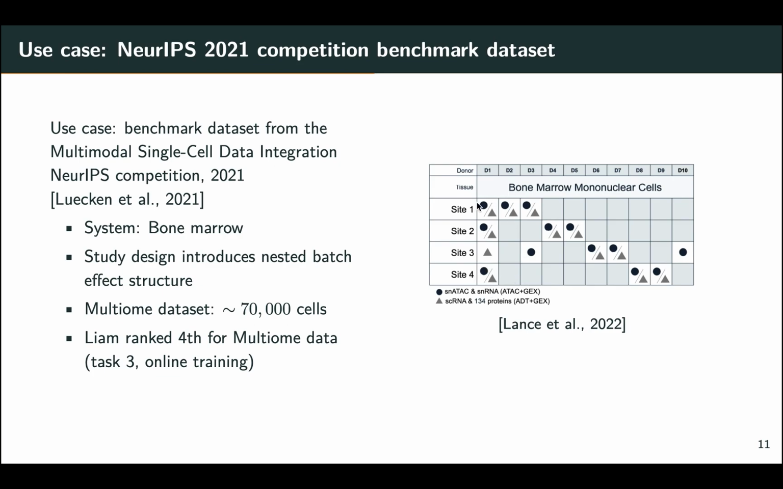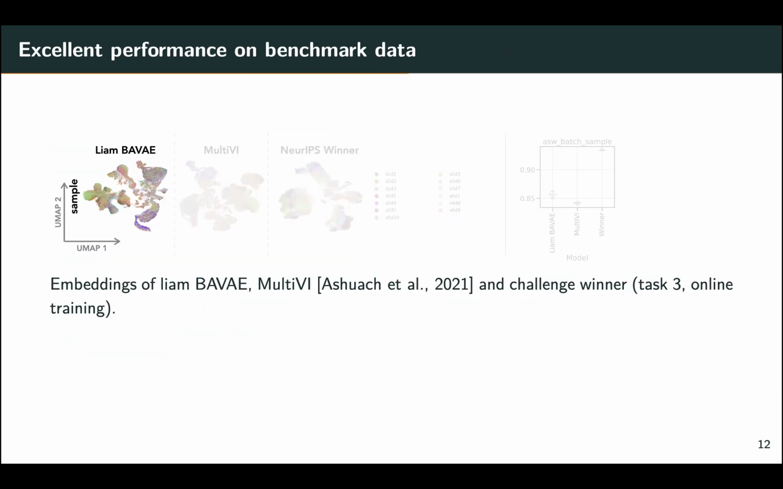You can appreciate that the dots are multiome data, the same case that I explained to you before, and the triangles are CITE-seq. I'll focus on multiome here. In total, all of these individual datasets comprise 70,000 cells. And one of the tasks in the challenge was exactly the problem that I'm trying to solve. Liam ranked fourth for this multiome data in the online training category. The results that I show on the following slide are a follow-up analysis of mine after the challenge.